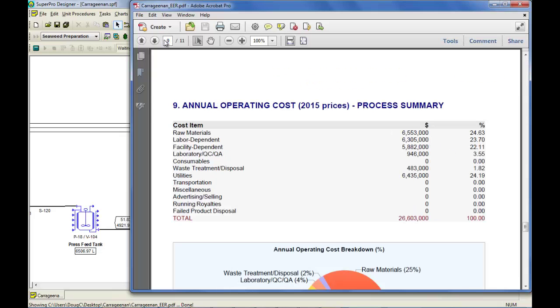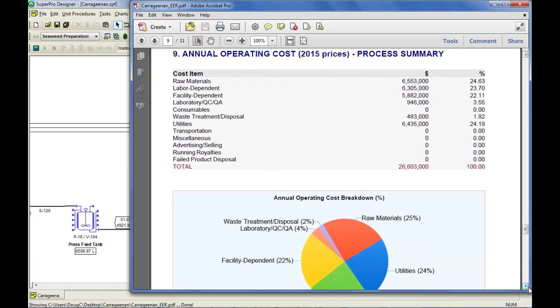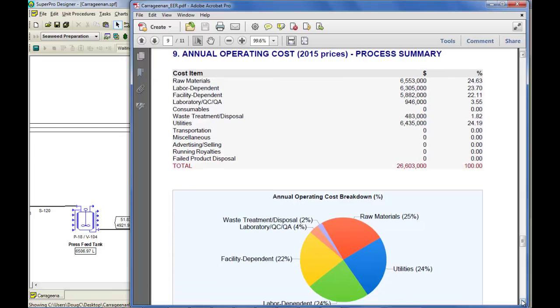The economic evaluation report also provides a summary of the magnitude of each component of the annual operating cost, as shown here. In this example, the raw materials, labor-dependent, facility-dependent, and utility costs are almost equal contributors to the annual operating cost. Note that the facility-dependent cost is calculated based on estimates of annual maintenance, depreciation, and miscellaneous costs for the plant. The capital investment for the plant is determined based on the size and type of each equipment unit present, as well as factors related to plant piping, instrumentation, buildings, and other direct and indirect costs.